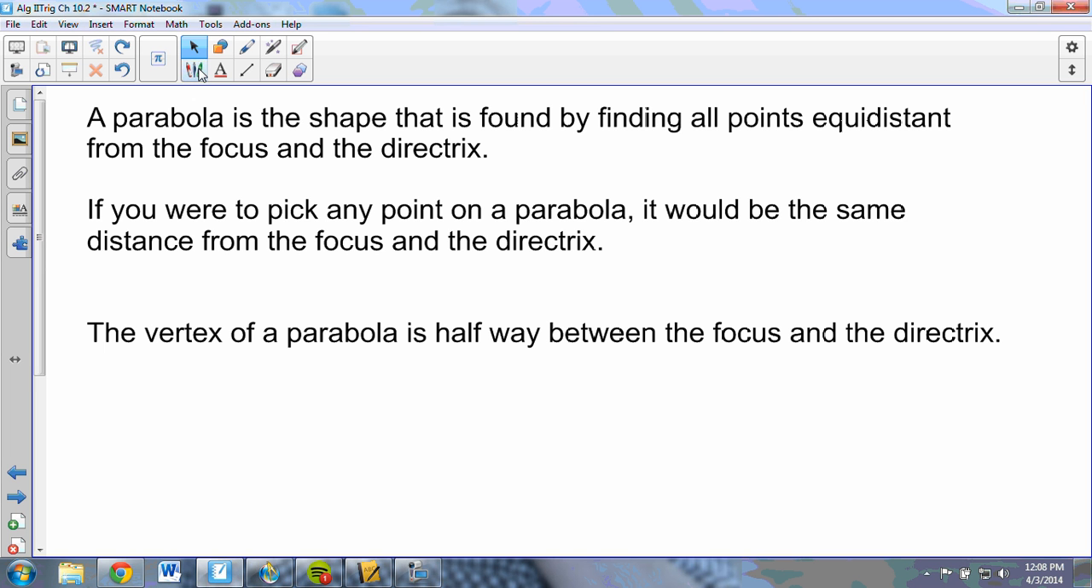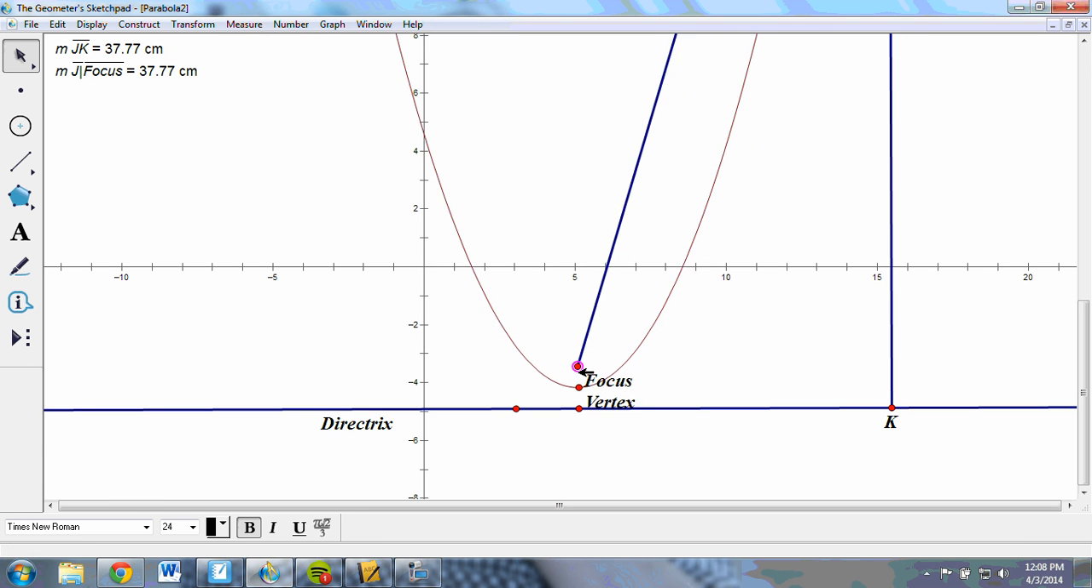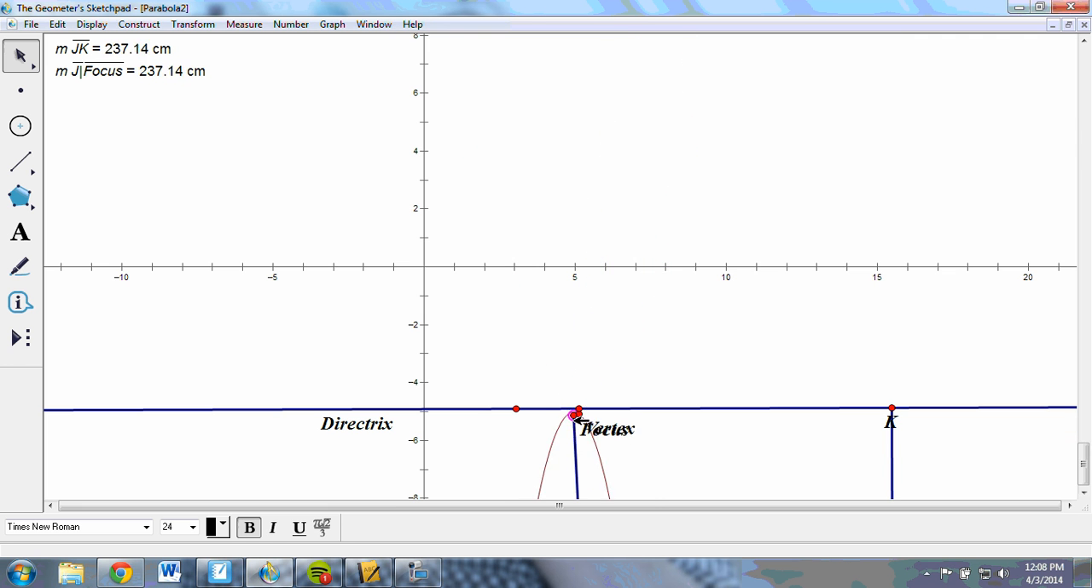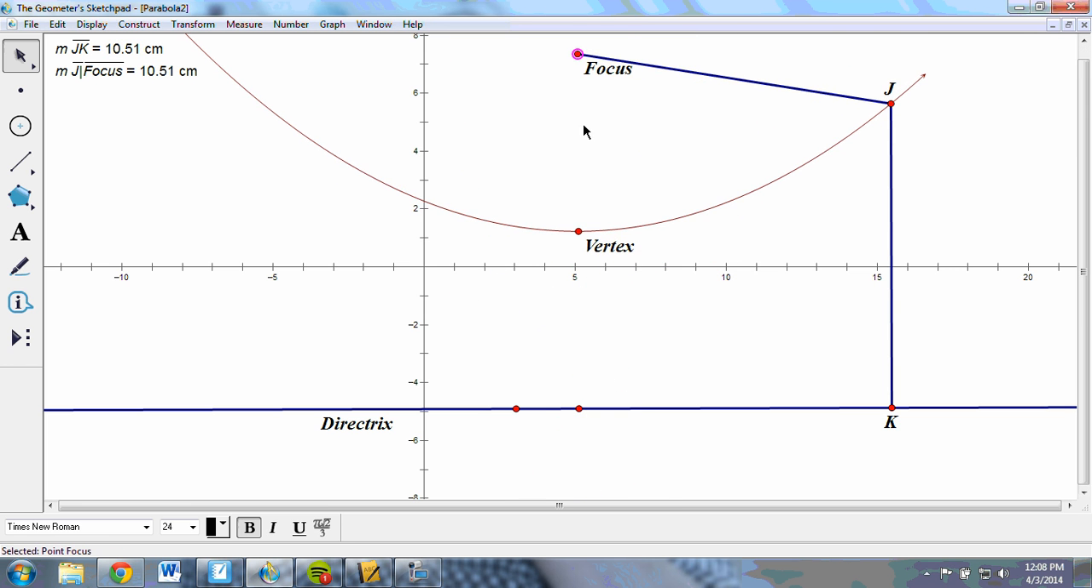And the vertex of a parabola is halfway between the focus and the directrix. The vertex is always halfway between. I can move the focus down closer, and that makes the parabola really narrow. I can flip it upside down, and I can make it really wide and really flat. But the vertex is always halfway in between.